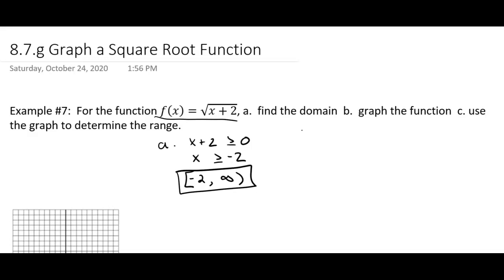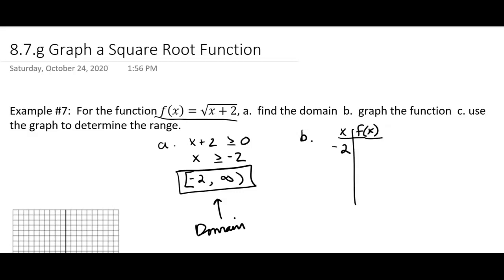Okay, part B. Now they want us to graph the function. So what I'm going to do is make a table of values, x and f of x. I want to get some ordered pairs so I can graph those points. So I would plug in -2. That's allowed. So here's my domain, right? This is the domain. So anything bigger than -2 or equal to -2. So I'd put in -2.